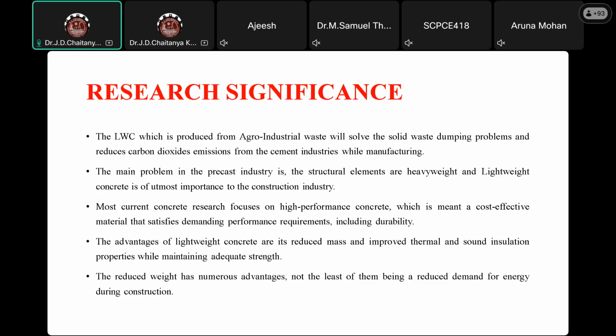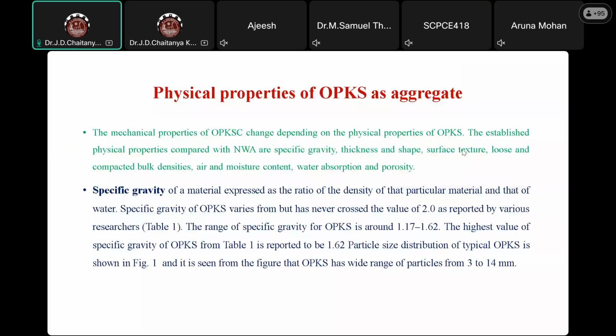So in the mechanical properties of the... hello, Divya. Yes, sir. You're audible, sir. Okay, so the slides are moving. Now we are at the physical properties. Research significance of students. Yes, sir, it is visible. Physical properties of work. So your voice is not audible, sir. Now it's okay. Yes, sir.